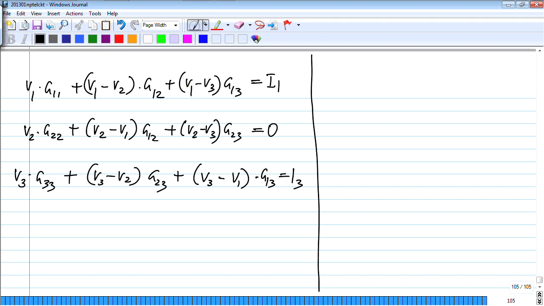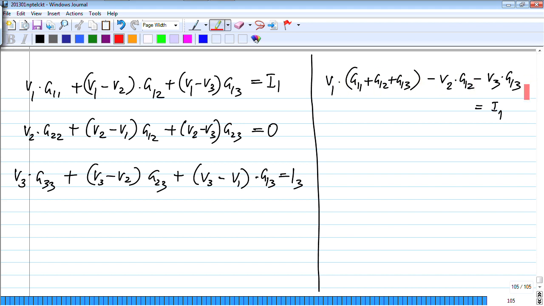So I will write it as V1 times G11 plus G12 plus G13 minus V2 times G12 minus V3 times G13 equals I1. Okay. That is, I grouped all the coefficients of V1 and V2 and V3.